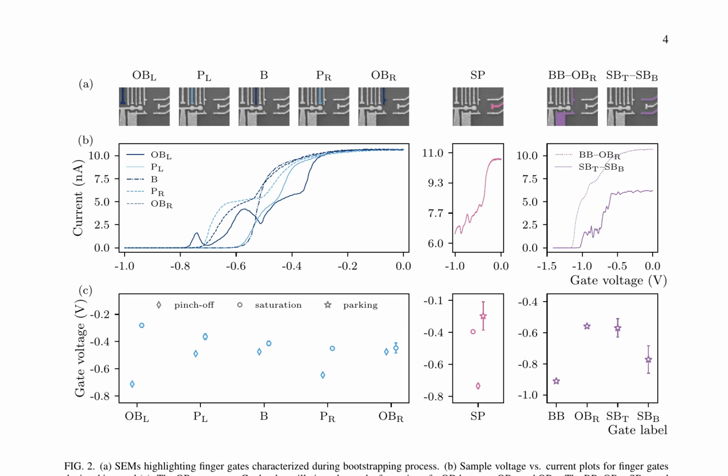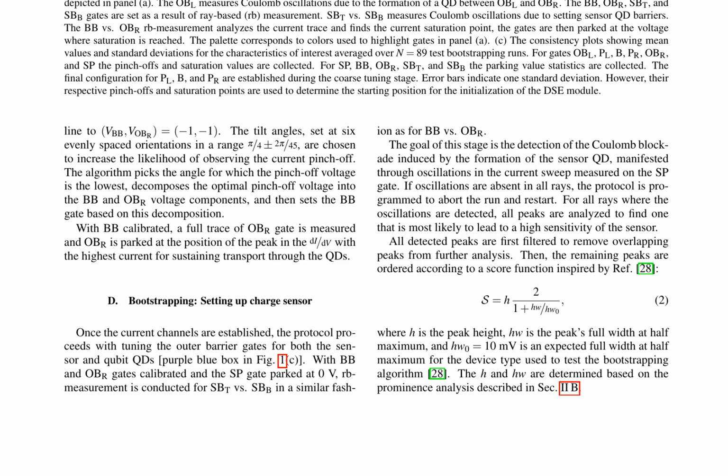The final configuration for the place, B, and PR gates is established during the coarse tuning stage, while the pinch-offs and saturation points are used to determine the starting position for the initialization of the DSE module. The calibration of the BB gate involves finding the optimal pinch-off voltage by adjusting the tilt angles, and then decomposing this voltage into BB and OBR components.